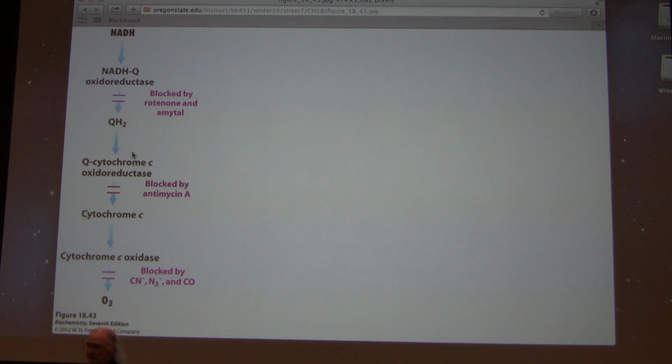Antimycin is not accepting electrons. It's blocking the movement of electrons. It's not accepting them. Okay? So it's physically stopping the movement of electrons through the complex 3. So once it's there, it's blocked it.